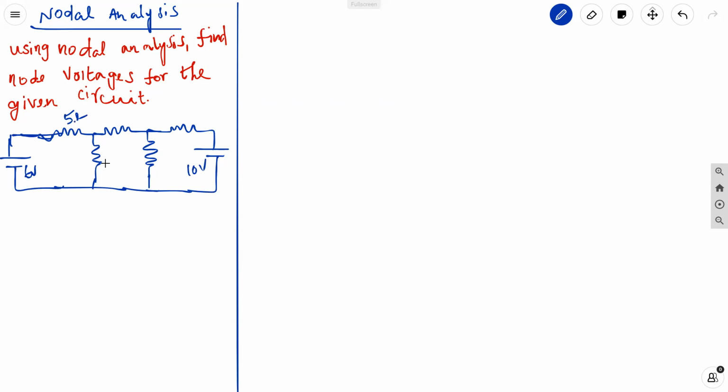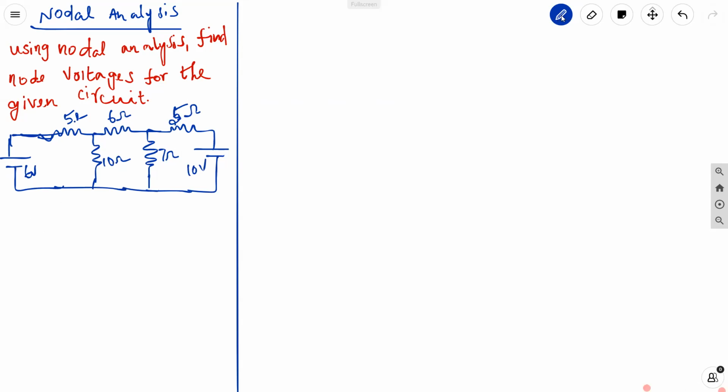Resistor 10 ohm, and this resistor 6 ohm, and this resistor 7 ohm, and again this is 5 ohm. Okay, so this is the given circuit, right? For this circuit, we need to find out the node voltages, right?